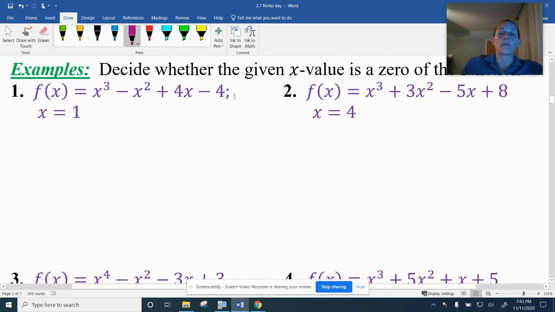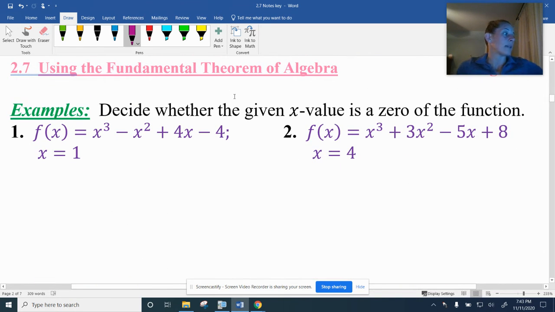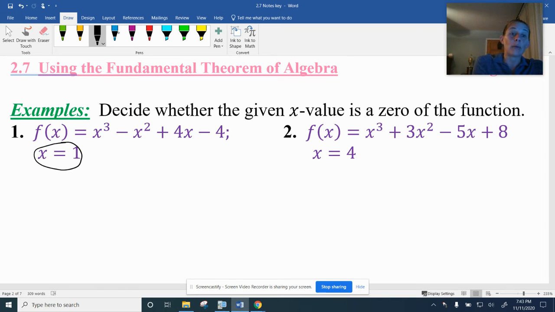So decide whether the given x value is a 0 of the function. In order to do that, you would simply need to synthetically divide out the number that's given, and you should get a remainder of 0. That would tell you that, yes, indeed, that number is a 0.